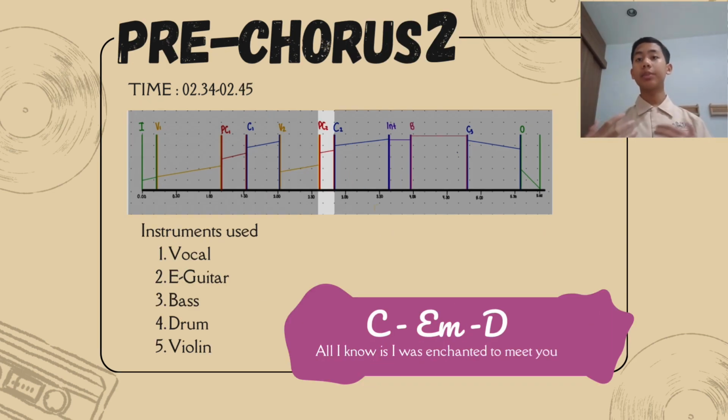Pre-chorus 2 actually takes more instruments from chorus 1 rather than pre-chorus 1. It takes the electric guitar, bass, and drums from it, along with adding the violin, as well as, of course, keeping the vocals that are prevalent throughout the song. Its intensity spikes a bit from verse 2 as it's leading to chorus 2, with the chord progression of C, E minor, and D.